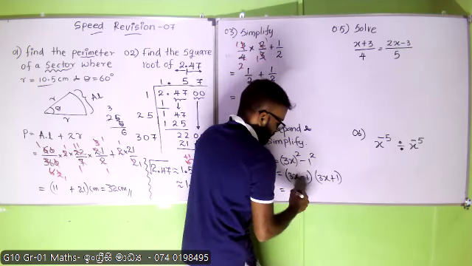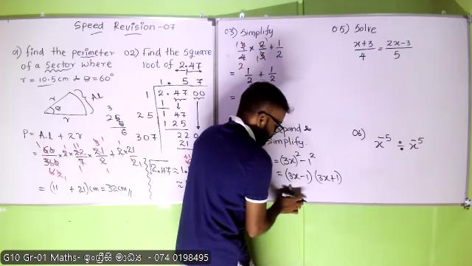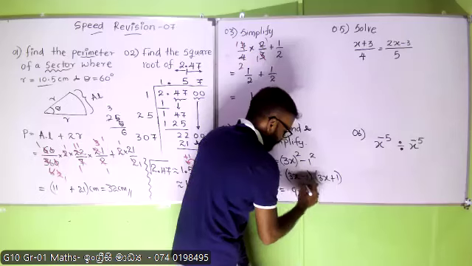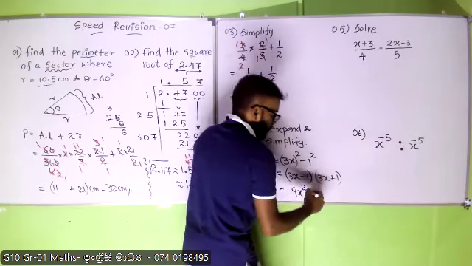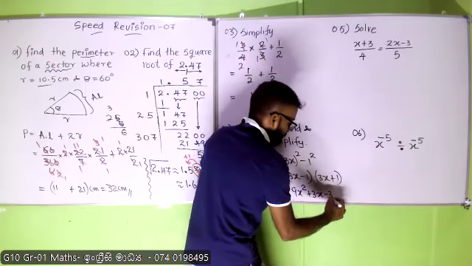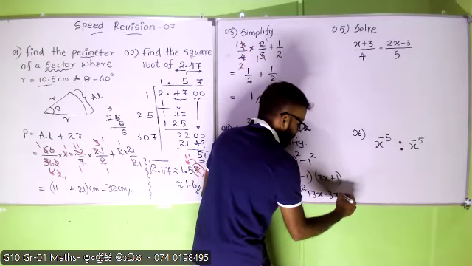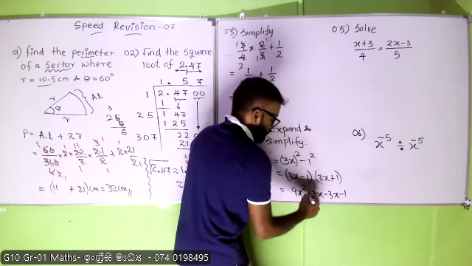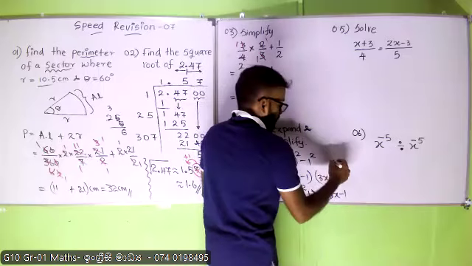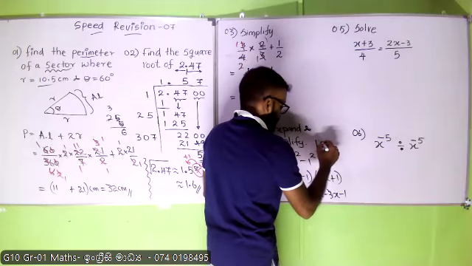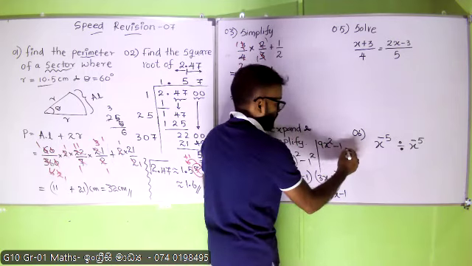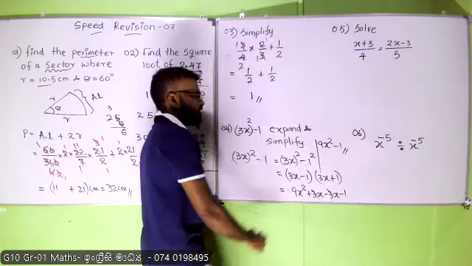So 3x into 3x, 9x squared, right? Here you have positive 3x, then negative 3x, then negative into positive, negative 1. They cancel out, and you will end up with the final answer: 9x squared minus 1. Right? This is it, and this should be the final answer.